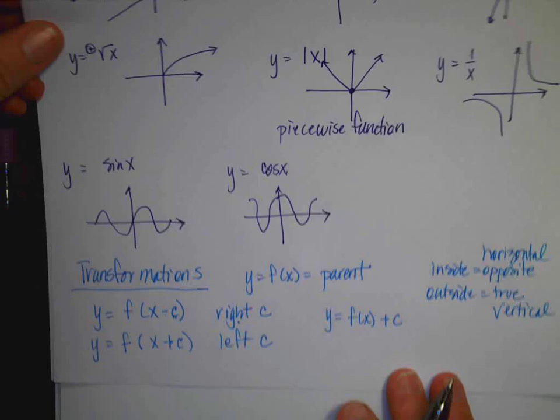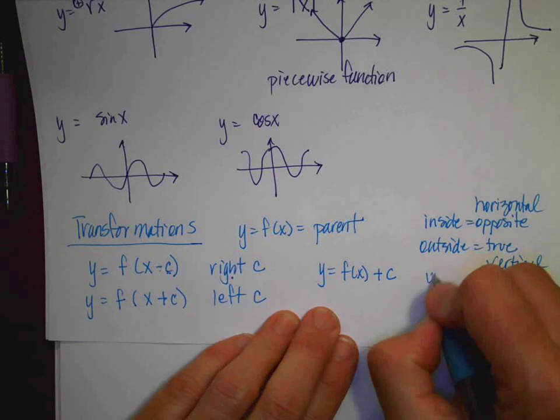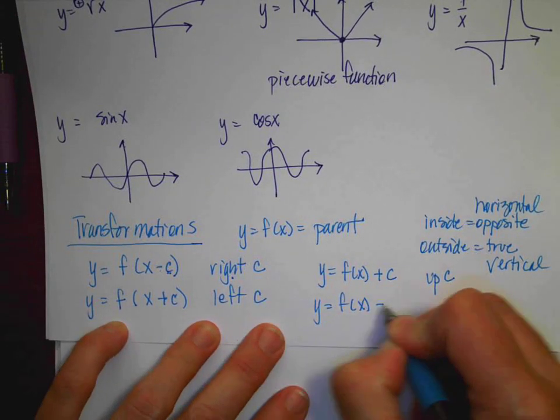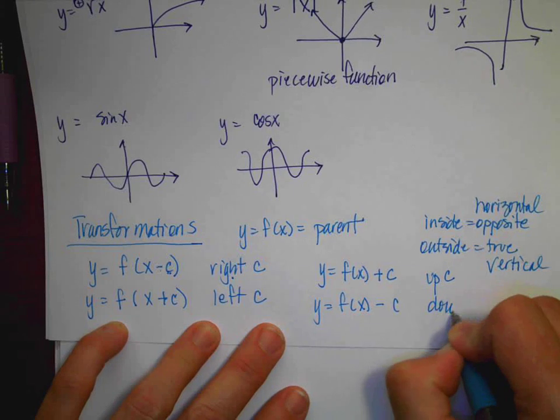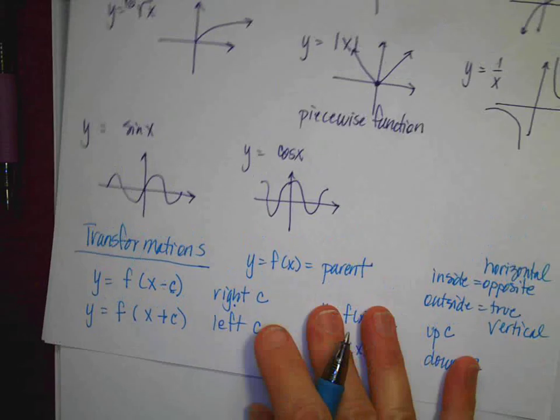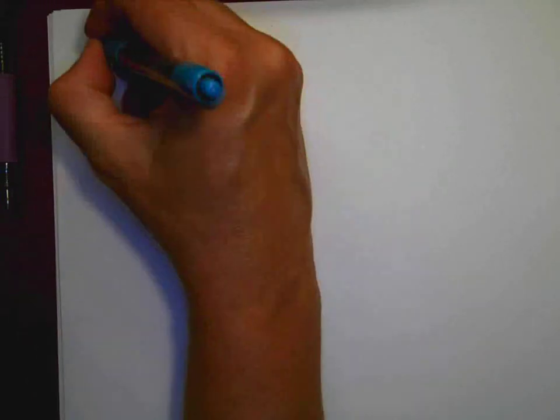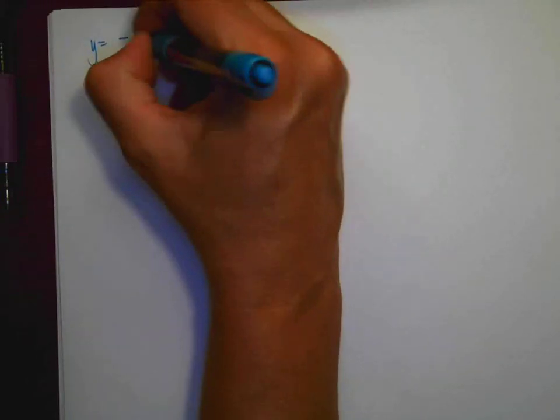Outside the function is vertical. So some type of vertical change. So this is going to go up c. And if I had y is equal to f of x minus c, that would go down c. Okay, let me turn the page and we have some more. That was like a whole couple of days in pre-calc.